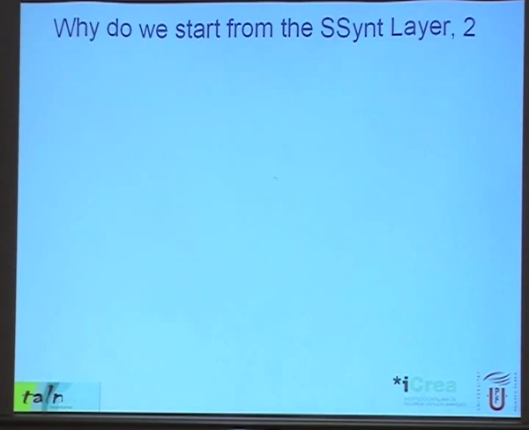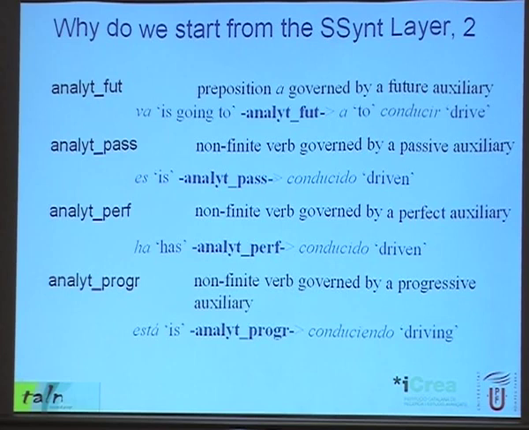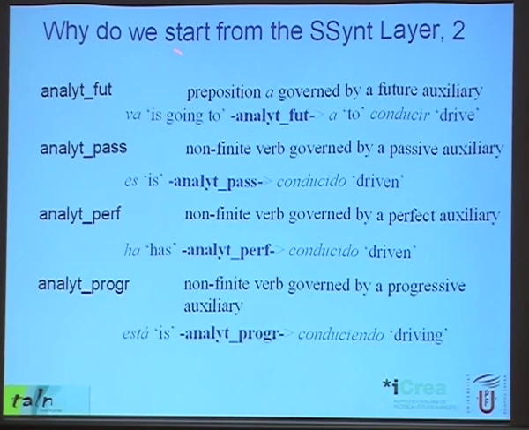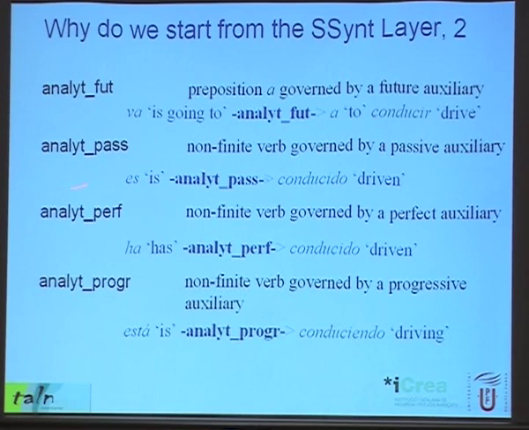The granularity can probably be seen more clearly here with those four analytical relations. We have future analytical, if it's a proposition governed by a future auxiliary, like va a conducir, is going to drive, then analytical passive, es conducido, and so on. So, as you can imagine, we come up with quite a pile of different relations.